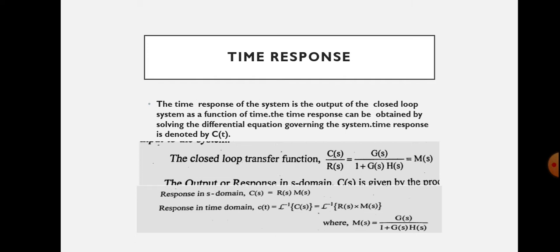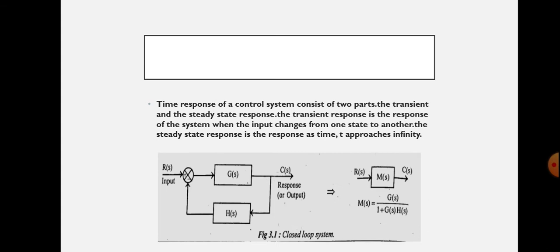Suppose there is a closed loop system and its input is R of S and output is C of S, and the open loop gain of the system is G of S and the feedback gain is H of S. In this type of systems, we can write the transfer function as output divided by input, that is C of S divided by R of S is the output transfer function. And we can find that this transfer function will be equal to the loop gain. Here the loop gain will be G of S divided by 1 plus G of S into H of S.